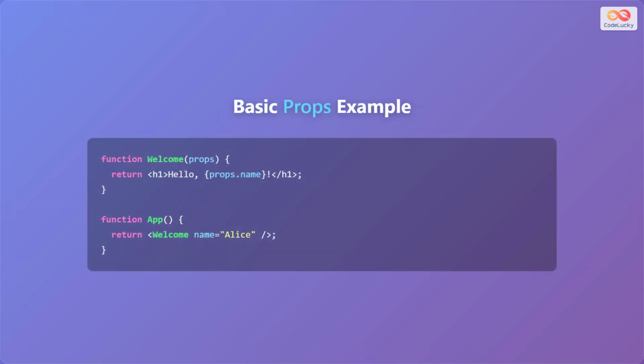Let's look at a basic example. Here is a Welcome function component that accepts props as a parameter. Inside the component, we can access a specific prop such as name using props.name. Then we have an App function component that renders the Welcome component and passes a prop called name with the value Alice.